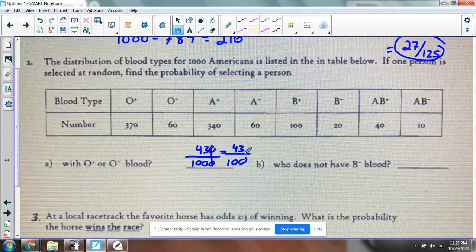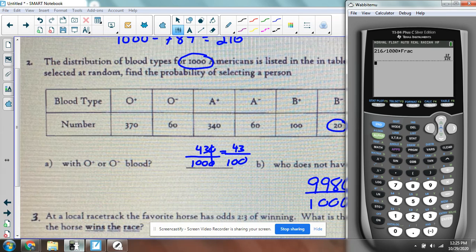Person who does not have B, is that B negative? That looks like B negative. Does not have B negative. If 20 people do have B negative, and there's 1,000 people, that means 9,980 people do not have B negative. Over 1,000. So we'll do 9980 divided by 1,000.